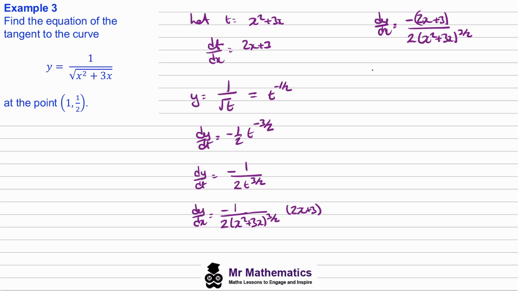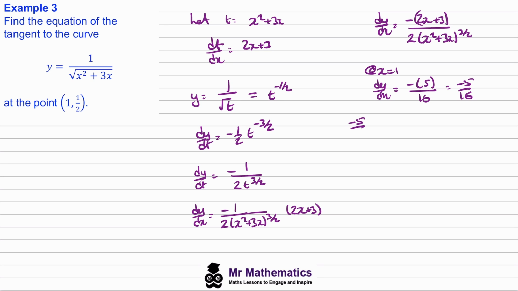Now to work out the gradient when x equals 1, dy by dx will be negative 2 plus the 3, so negative 5. Then we'll have the 1 squared plus the 3, so 4. Raised to a power of 3 over 2 will give us 8. We'll double that and we'll get 16. So dy by dx will be negative 5 over 16. That's the gradient of a tangent when x equals 1.